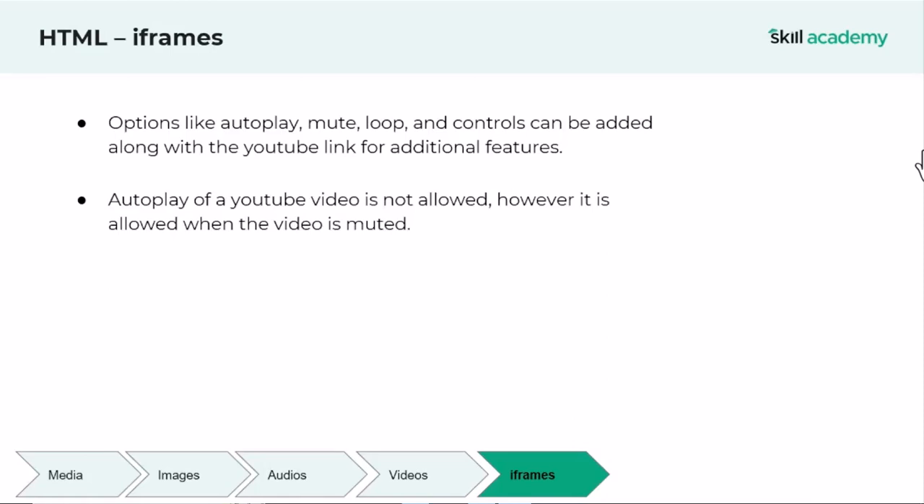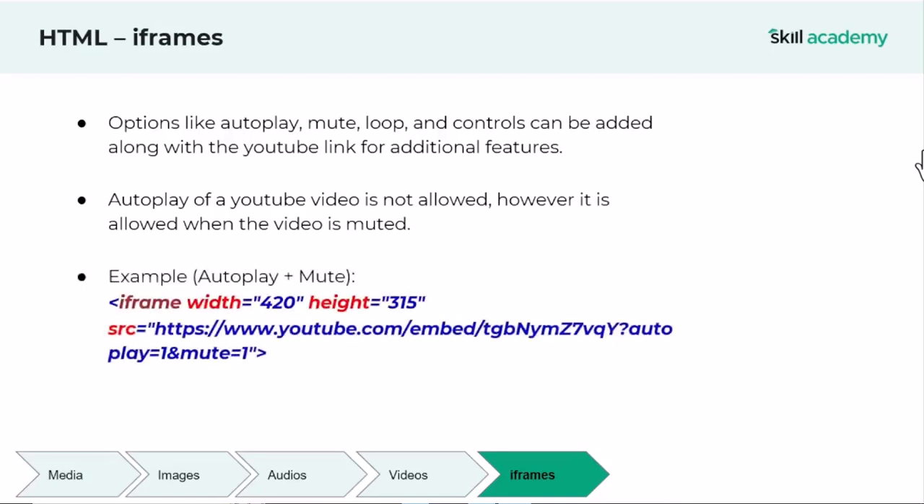Autoplay of a YouTube video is not allowed, so that means your YouTube video will not start automatically. However, it is allowed when you are going to mute that YouTube video, and for that you need to write this piece of code. You will be using iframe, you will be using src, and in src you are going to write question mark autoplay=1 and mute=1. 1 stands for the boolean value that you have muted your video and now autoplay is allowed. So this is how we can use an iframe attribute.